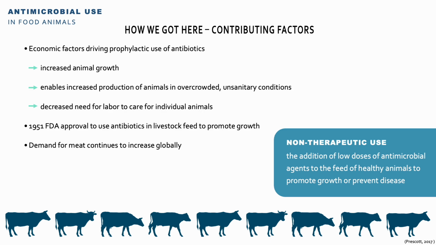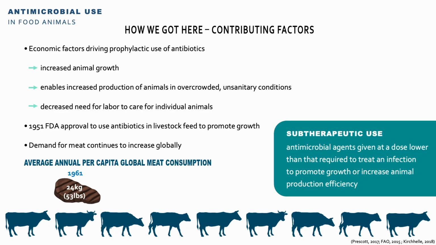animals. In addition to speeding up growth, giving food animals subtherapeutic doses of antimicrobials has been used to prevent disease in animals raised in overcrowded, unsanitary conditions. Non-therapeutic use of antimicrobials contributes to the development of antibiotic-resistant microorganisms, which pose risks to both human and animal health. In 1951, the FDA approved the use of antibiotics in livestock feed to promote growth. This practice became widespread, primarily driven by economic incentives.